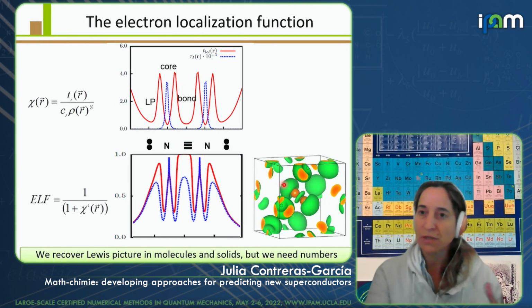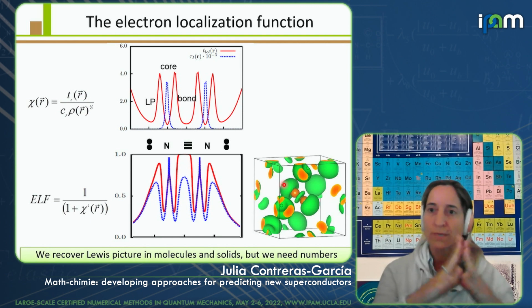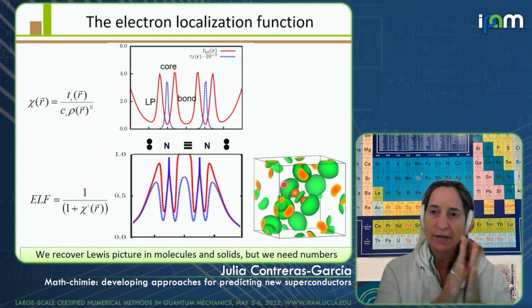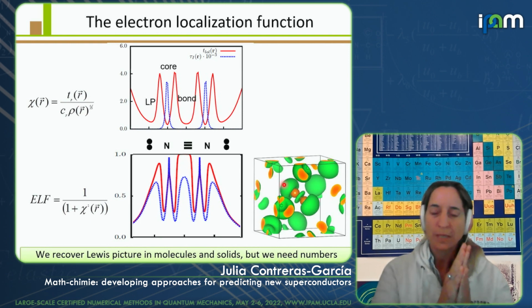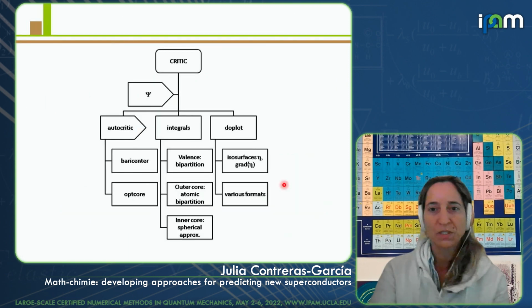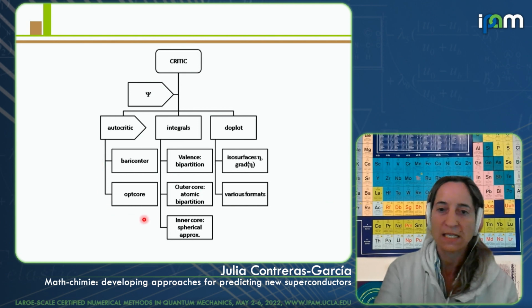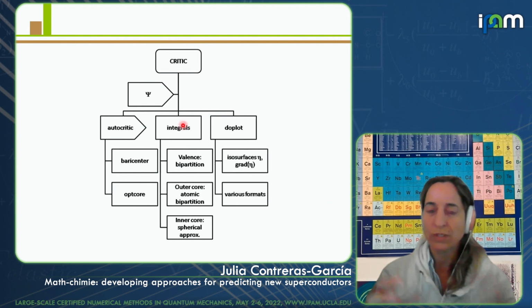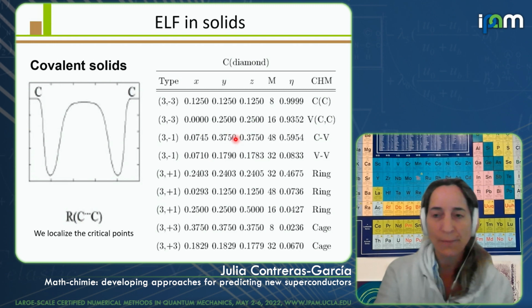Now we need numbers. Remember, at the beginning I was telling you we need numbers to be able to identify and characterize these bonds, give them numbers, and from there derive a model where we can predict properties. So what we have done in the past is implementing this into a code that can find all these critical points, can make the integrals over these regions, and do the plotting. Here you have an example.